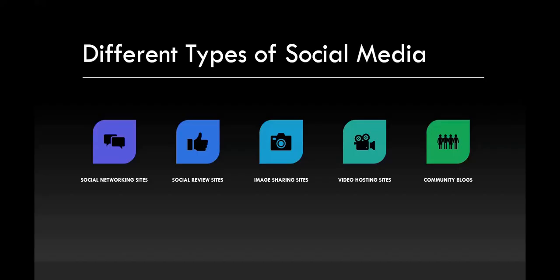Now we have different types of social media, and this is very important to me, and I want everybody to listen very well over here. We have about 7 different types of social media, but I decided to put only 5 here. One, the social networking site. We have social review site, image sharing site, video hosting site, and community blogs. Now as a student, you have to know which social media is going to help you get your dream job.